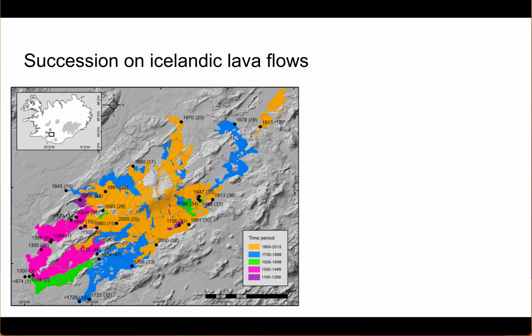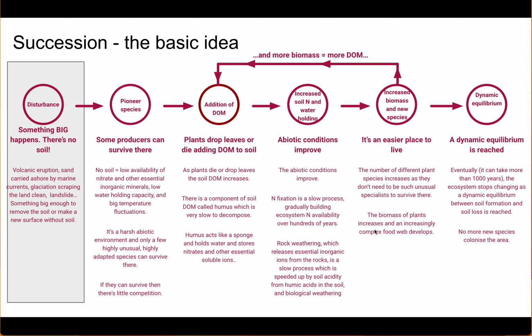So there's a load of lava eruptions on a map, colour-coded for Iceland. We know how old the lava eruptions are. If I go and look at what plants are there, I can work out the succession. And it's the same idea. Something big happens to get rid of the soil, in this case a volcanic eruption.